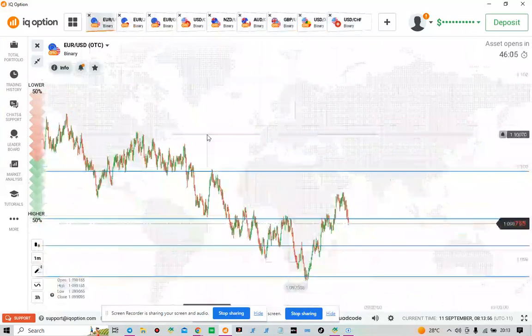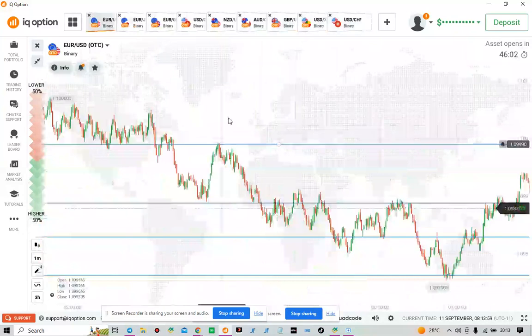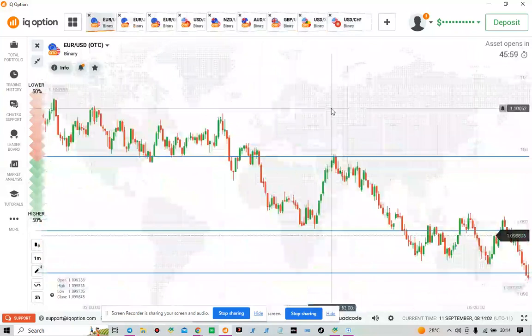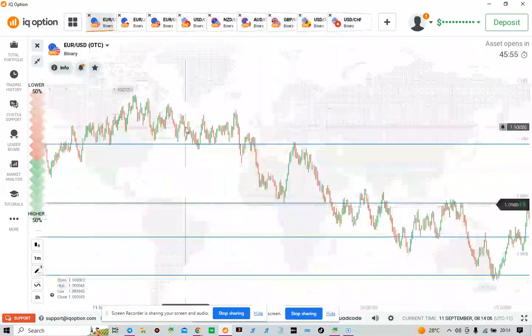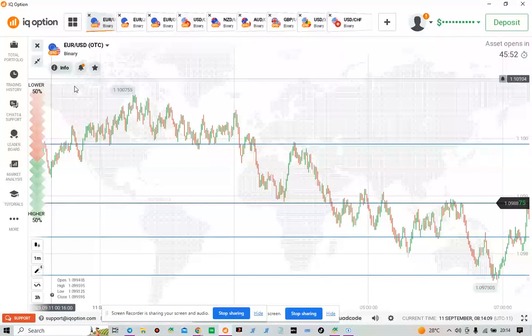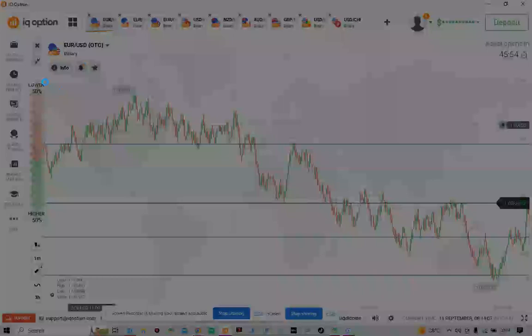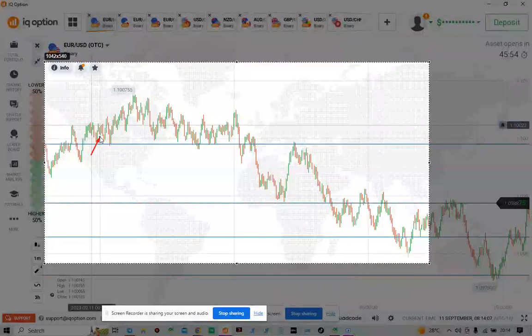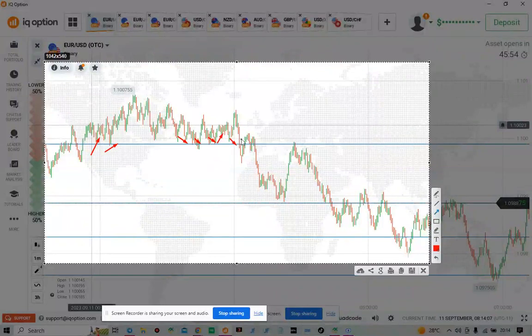Let me tell you the reason why I drew this line in the first place. If you look on the left side, we can see what we call a rejection zone. In binary options, I call it a rejection zone. This is what I mean by rejection zone, where we have rejection. Anytime the price touches this particular area, it rejects. That is what we call a rejection zone.